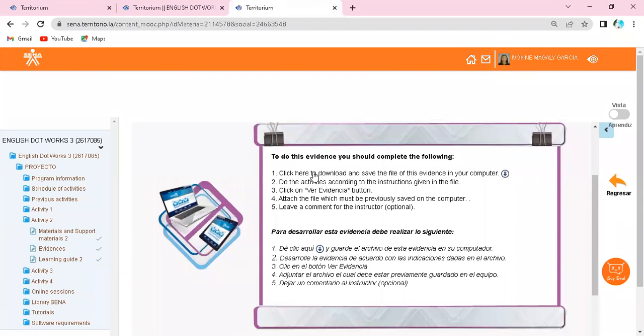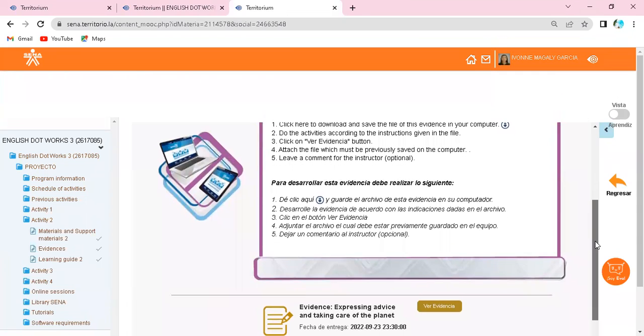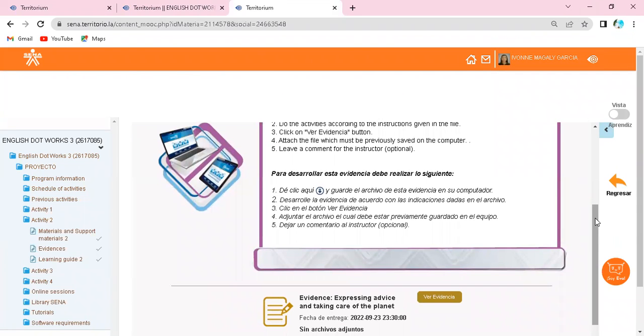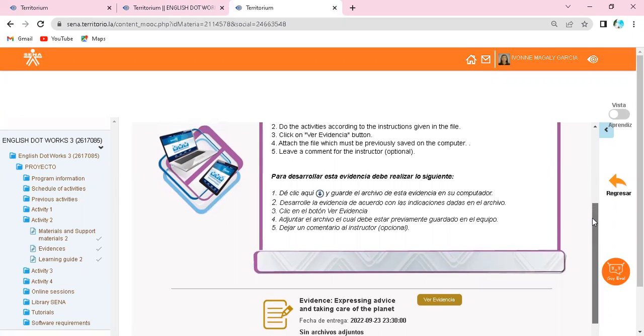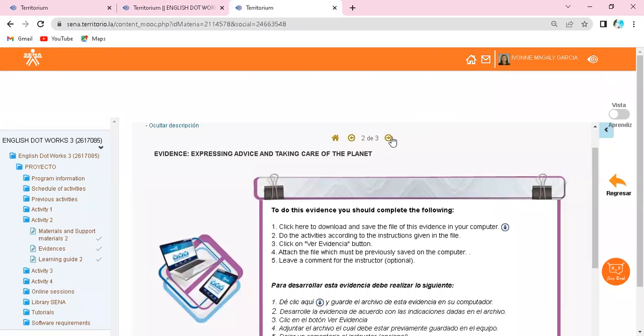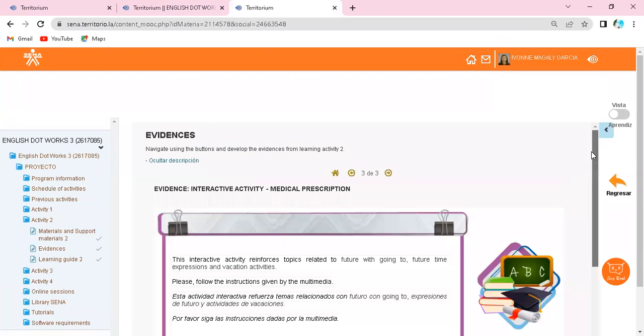And here you find, to do this evidence, you should complete the following. Download and save the file of this evidence in your computer. You have the information in English and also in Spanish. So you download the evidence from here or here. Guarde el archivo de esta evidencia en su computador. And remember that later on, when you finish the activity, you have to send it through this same link. There, where it says ver evidencia, that means examinar equipo. Ahí va a seleccionar la evidencia y la sube.